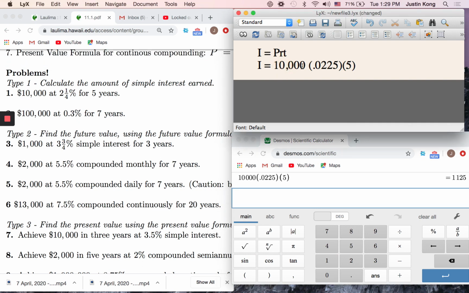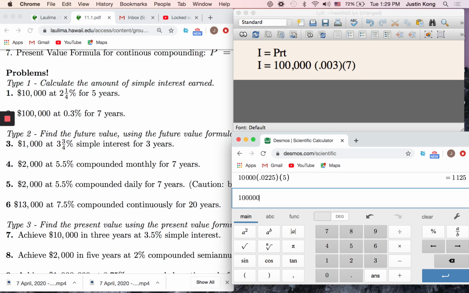Okay, number 2, same thing. We're just going to modify this slightly. We have 100,000 this time, right? At 0.3%. So okay, let's write this out first. 0.3%. Then I move that over twice, so once, twice. That's a decimal, 0.003 for 7 years, like that. It's going to be 100,000. The right number of zeros? Yeah, okay. Times 0.003, 0.3% times 7. And the answer is 2,100. So a very small percentage, but a large principal, so we end up with $2,100. This is the answer for number 2.